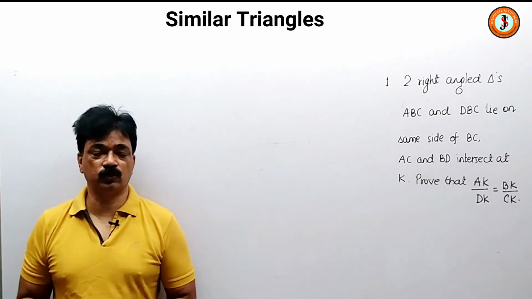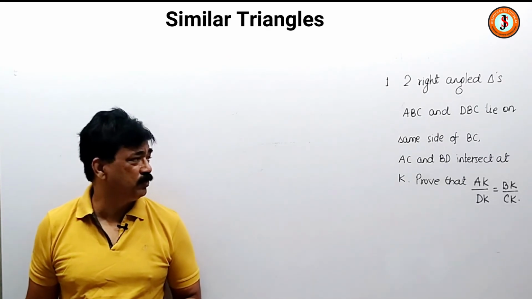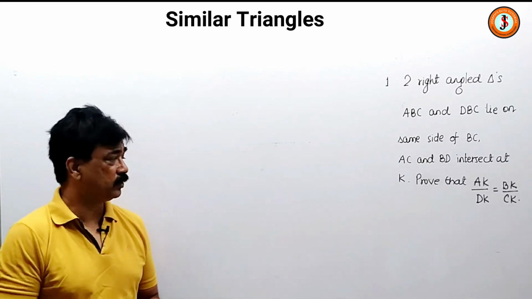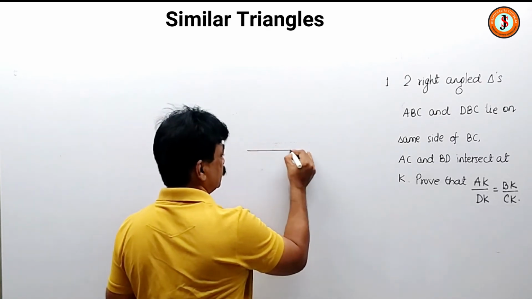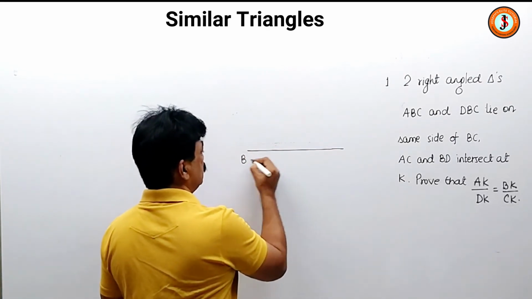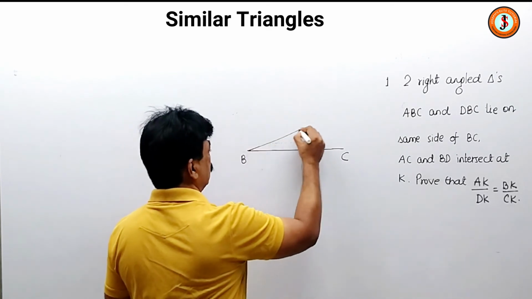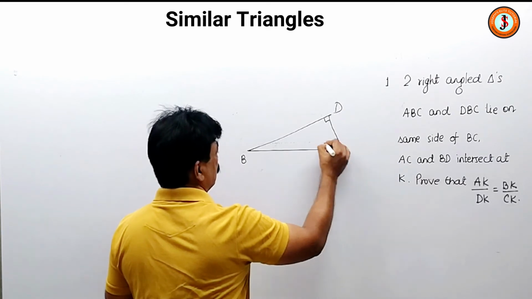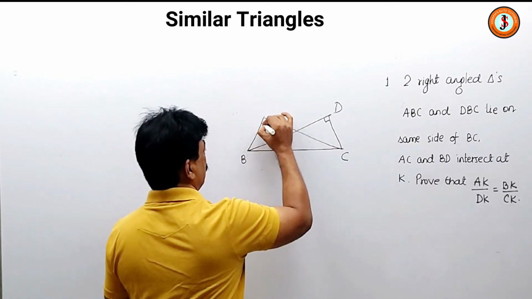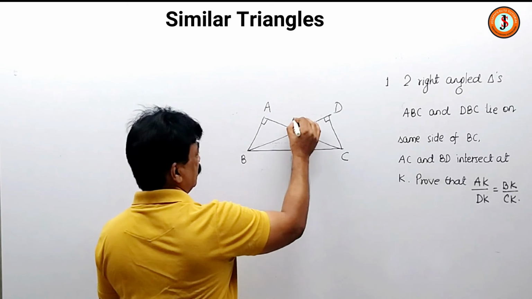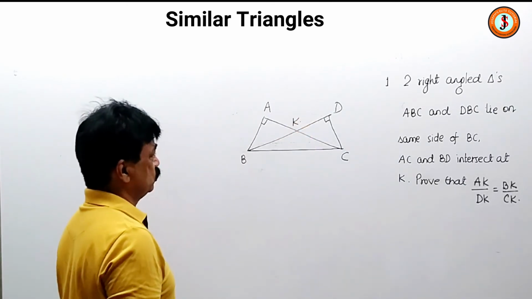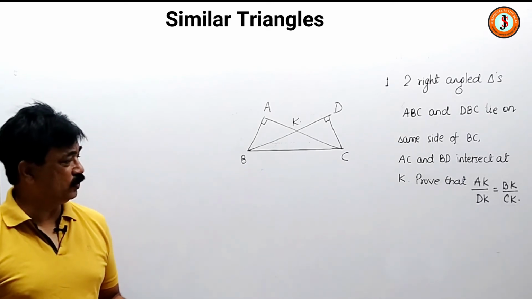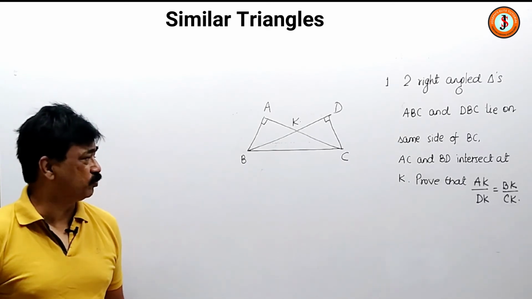Now here there is a question. Two right angle triangles ABC and DBC lie on the same side of base BC. So obviously I have to make BC, then DBC and ABC, they intersect at K. Now I have to prove AK by KC is equal to DK by KB. This I have to prove.